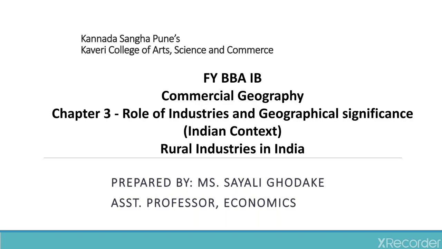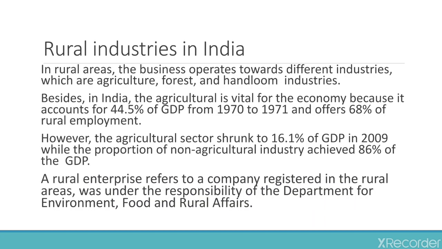Hello students, we are going to start the next topic of role of industries and commercial geography, that is rural industries in India. In rural industries, the business offers toward the different industries which are agriculture, forest, and handloom industries. The people living in different areas of rural India master unique skills. Such skills are, for example, people living in Kerala have professional skills of carving wood.